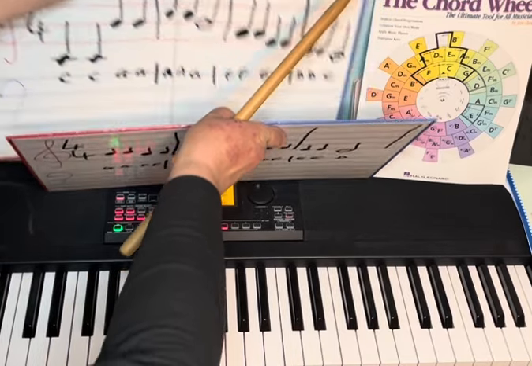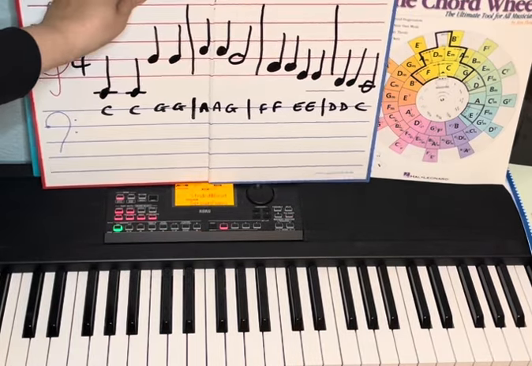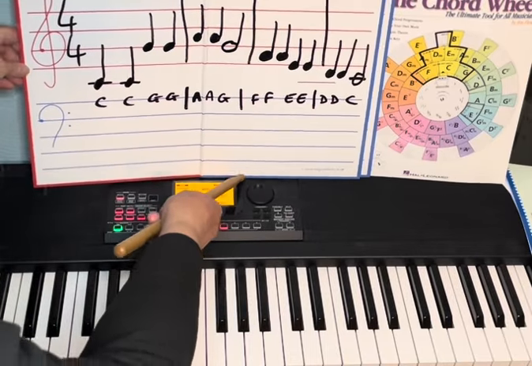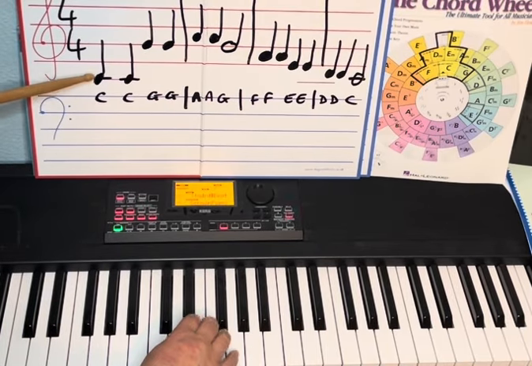We started with C for Twinkle Twinkle Little Star. This is in the key of C major, so we're going to start on C.